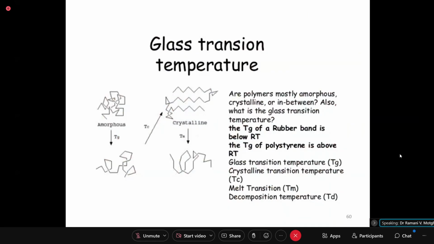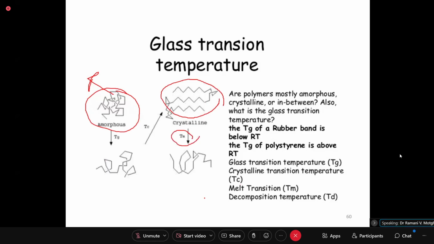Okay, so glass transition temperature. A polymer is mostly amorphous, crystalline, or in between. Also, what is glass transition temperature? The TG of a rubber band is below room temperature. The TG of polystyrene is above room temperature. So rubber is an amorphous polymer, so that will show TG below room temperature, whereas polystyrene shows TG above room temperature.